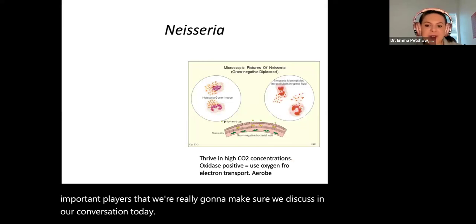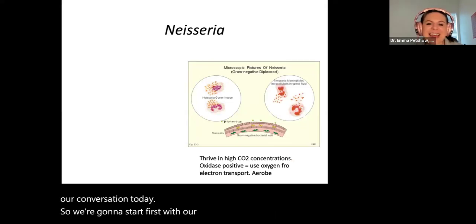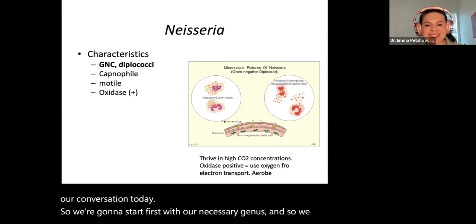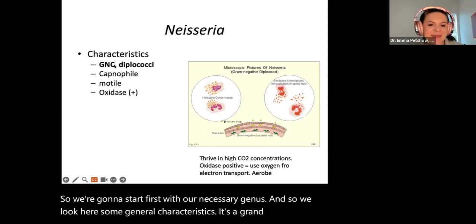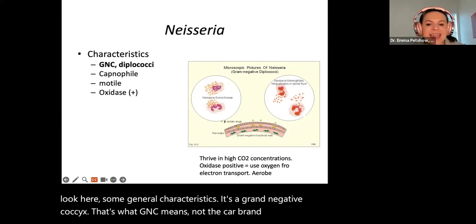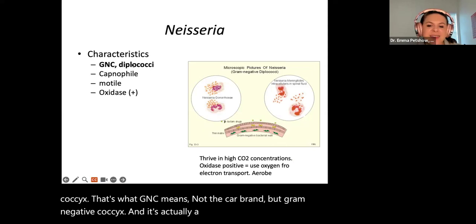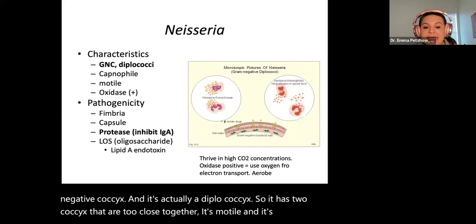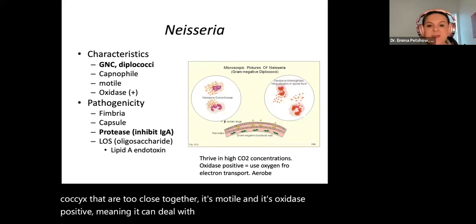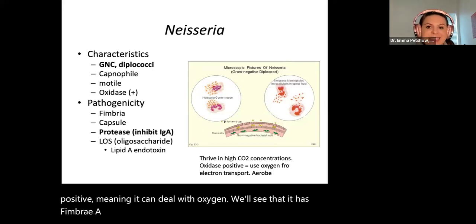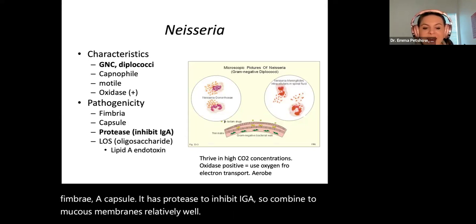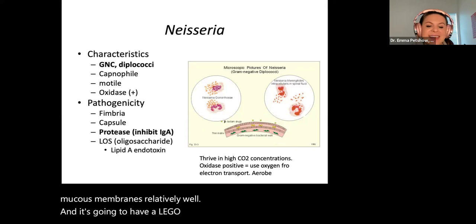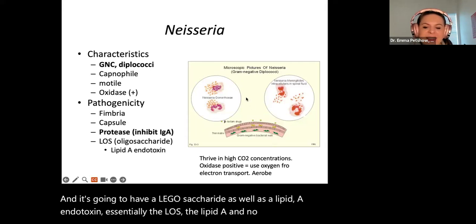So we're going to start first with our Neisseria genus. And so we look here, some general characteristics. It's a gram-negative cocci. That's what GNC means, not the car brand, but gram-negative cocci. And it's actually a diplococci. So it has two cocci that are close together. It's motile and it's oxidase positive, meaning it can deal with oxygen. We'll see that it has fimbriae, a capsule, and protease to inhibit IgA, so it can bind to mucous membranes relatively well. And it's going to have an oligosaccharide as well as its lipid A endotoxin, essentially the LOS, sticking off of its cell wall.